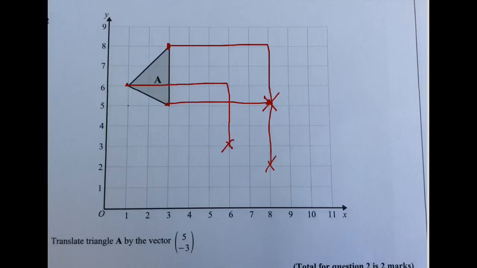That's my new point. And then if I join those up, and remember it should be with a ruler, you should have your new triangle. Mine isn't with a ruler, so mine's not very good, and I'm going to lose marks in an exam. When you get to this point, just do a check. Does this and this look the same? Yes, it does. That looks good to me. So I've translated it by vector 5, -3.